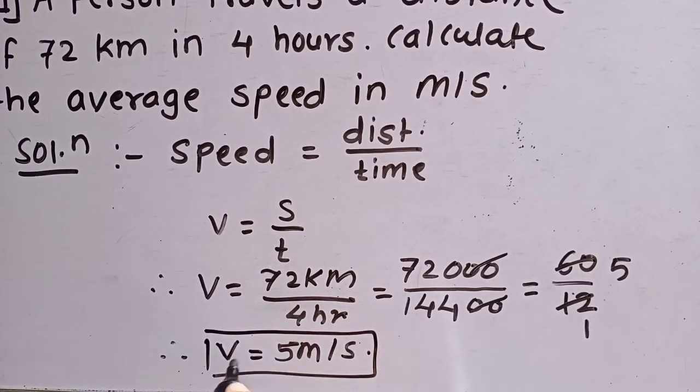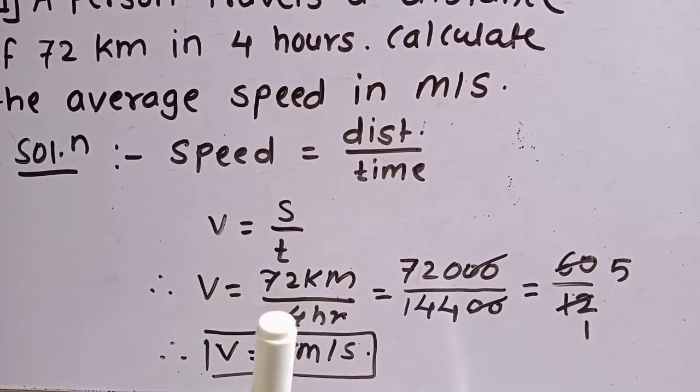Are you getting me, class? So, what is the average speed in meter per second? 5 meter per second. Likewise, you have to calculate the answer.